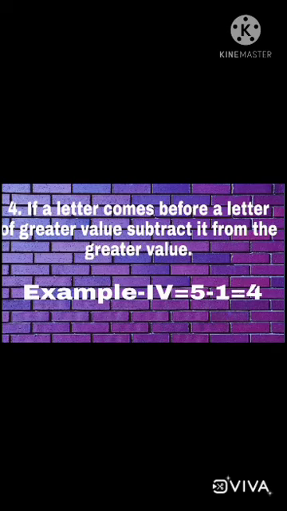In this rule, see, V is greater than I and V is written after I, or we can say that I is written before V. So we have to subtract it. That means 5 minus 1 is equal to 4.